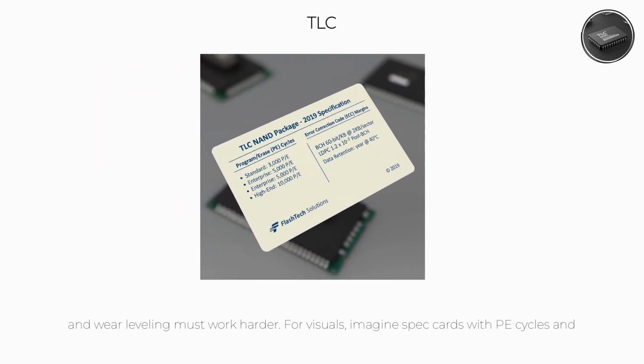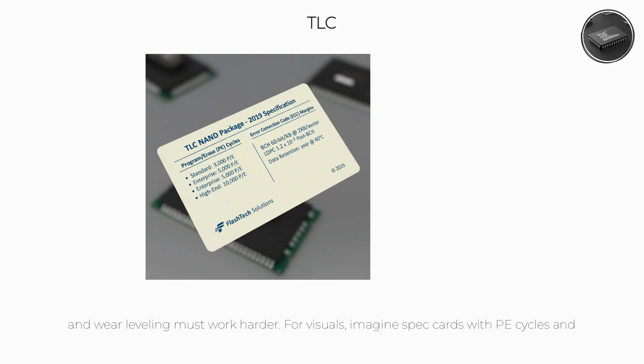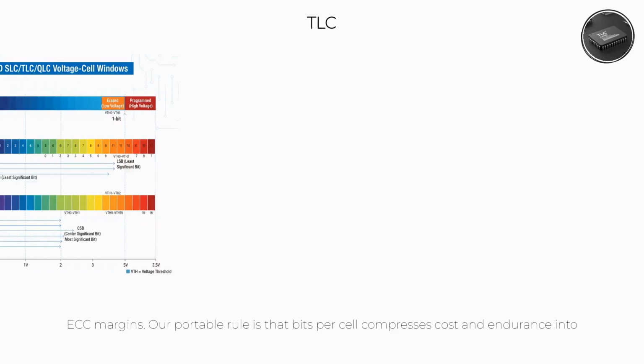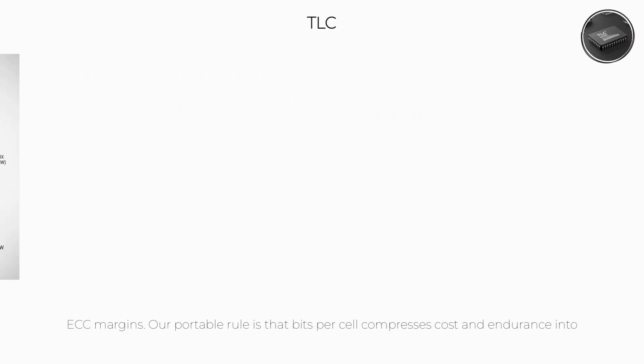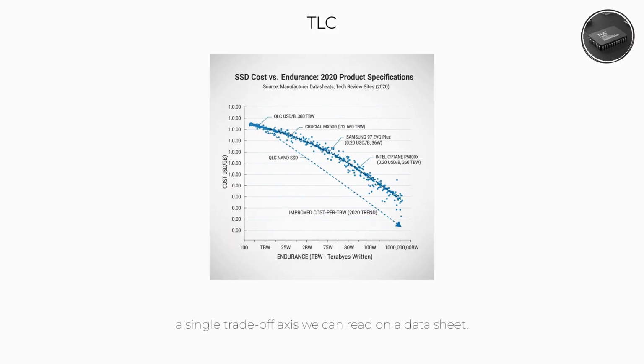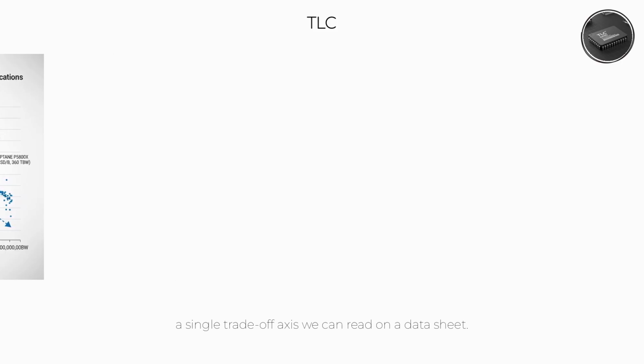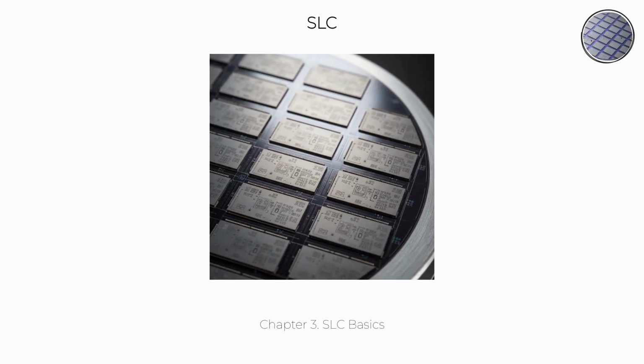For visuals, imagine spec cards with PE cycles and ECC margins. Our portable rule is that bits per cell compresses cost and endurance into a single trade-off axis we can read on a datasheet.